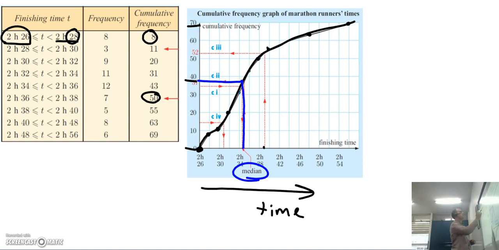You can do the same with the upper quartile and the lower quartile as well. So the 75th value for the upper quartile and the 25th for the lower quartile. That's how you draw a cumulative frequency graph. Note that it's always going to get bigger.